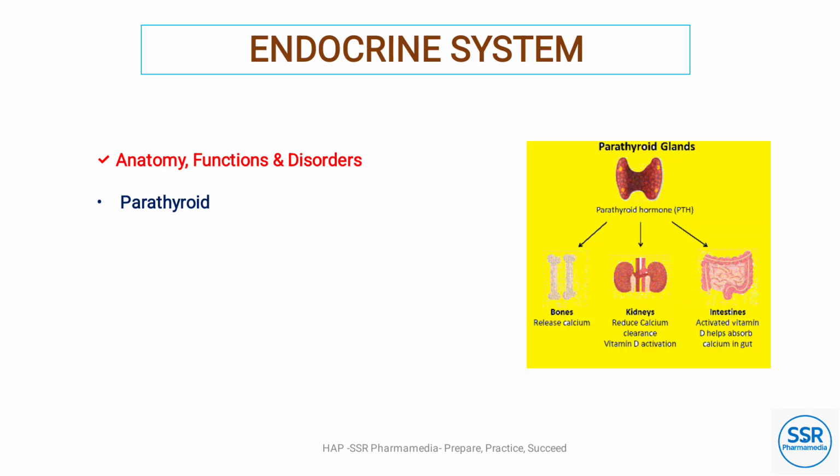Now we'll discuss the parathyroid gland. Parathyroid hormone is involved in bone growth, and in the kidney it reduces calcium clearance through the activation of vitamin D3. It also involves the intestine: activation of vitamin D helps absorb calcium in the gut. The parathyroid is a gland that produces parathyroid hormone.